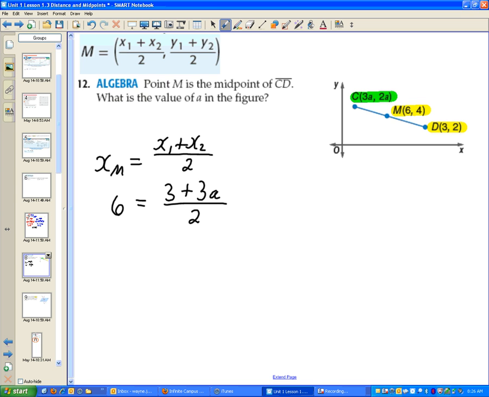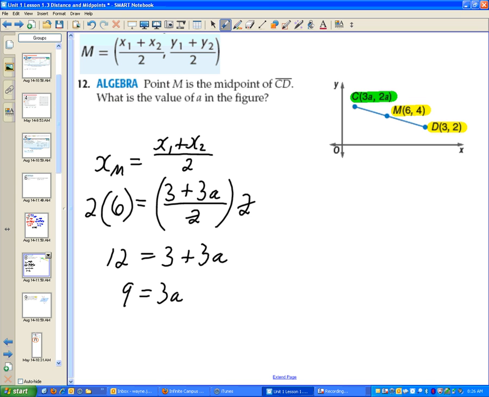Then we're going to multiply both sides by 2 to clear fractions. So 12 equals, those 2's divide out, 3 plus 3a. Subtract 3 from both sides. Divide both sides by 3.